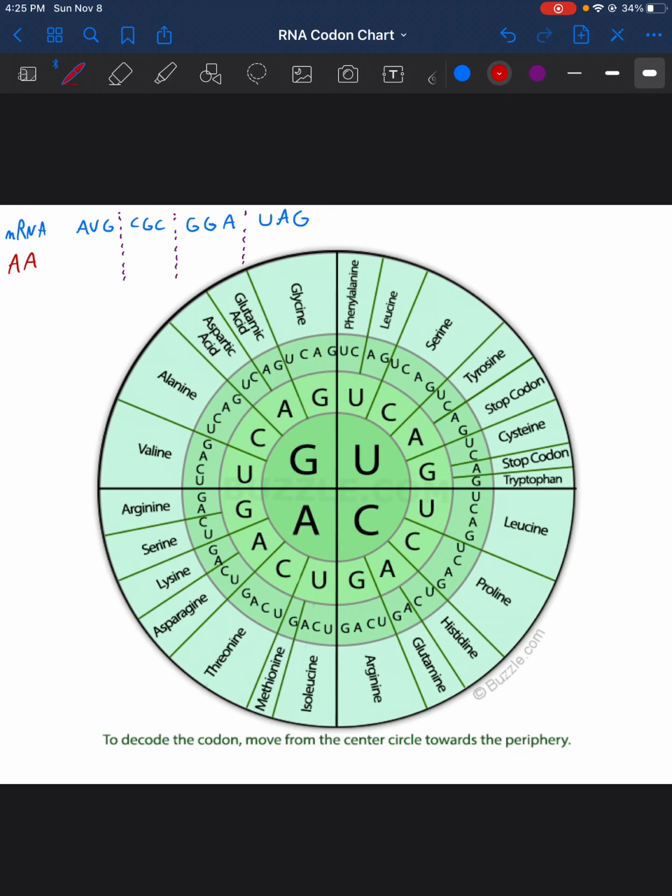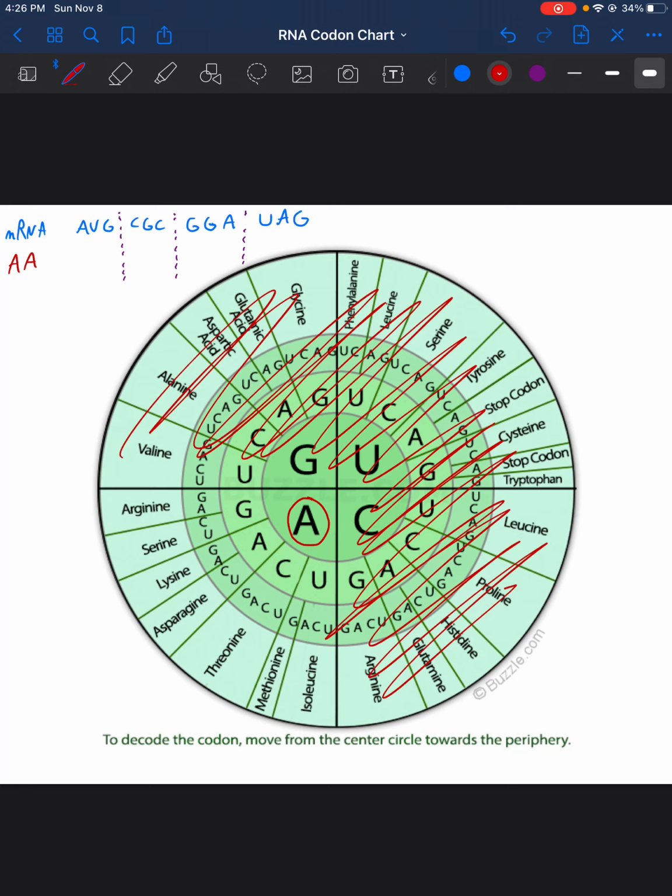So we need to start from the center and go out. As you can read here at the bottom, move from the center circle towards the periphery, which is a big word for the outside. So we need to start in the middle with that first letter. That first letter is an A. So we find the A in the center. That means for right now, we can ignore all the rest of this chart because we're only focused on the quarter of the chart that has the A in it.